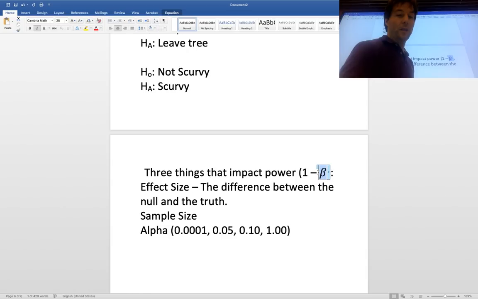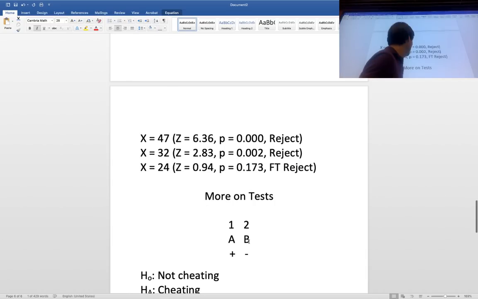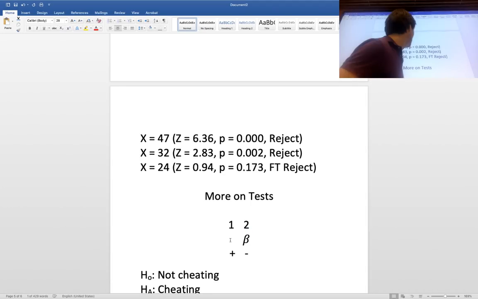So type 1 error is actually your what level? Alpha. And so this is actually, so let's go to insert, equation.